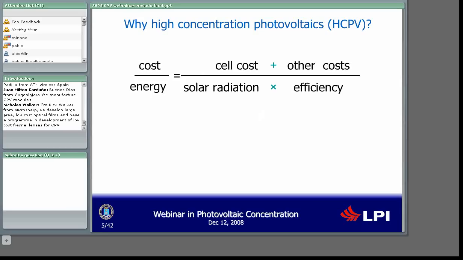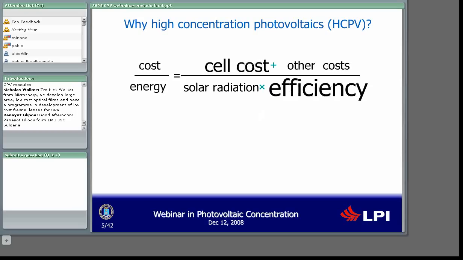The final goal is to reduce the cost of the produced electricity, and this cost depends on 4 items: the cell cost, other costs, the solar radiation, and the efficiency. The cells, we have said, are more efficient, but they are also of much higher cost, in fact much higher than the efficiency increase. And then the only way to compensate that is to introduce the concentration, and that's the reason for it.